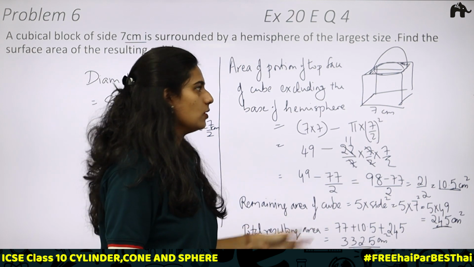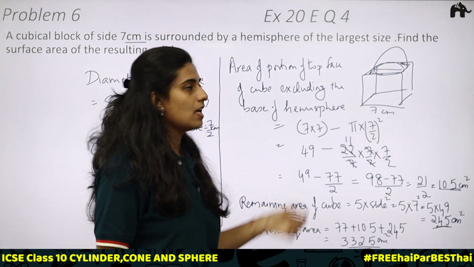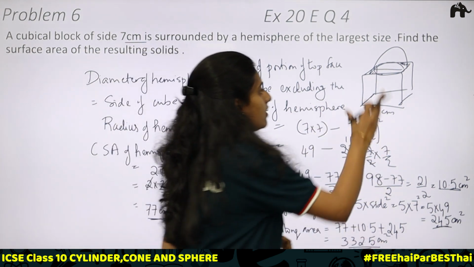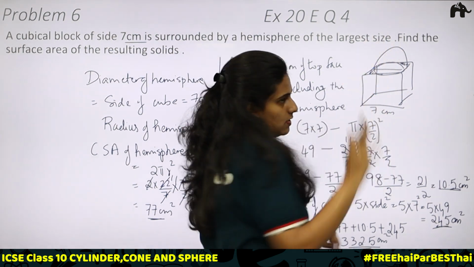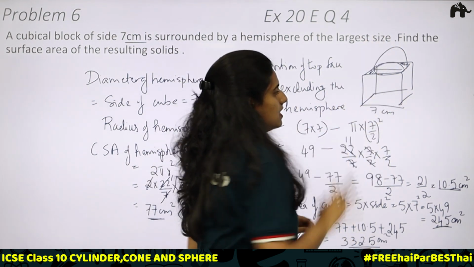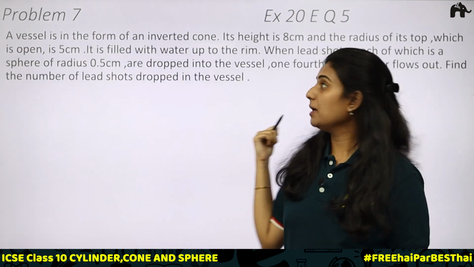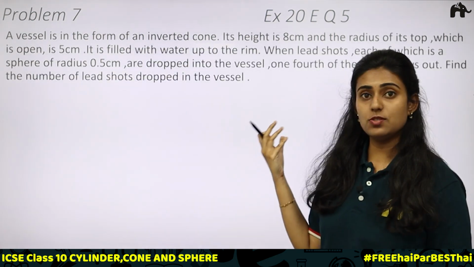Clear? So this is how you can find. Okay. This is an example for a combination of solids. Here we have combined a cube and a hemisphere and we are finding the surface area. Okay. Problem number 7, question 5 of exercise 20E.